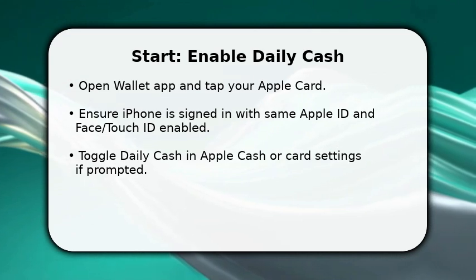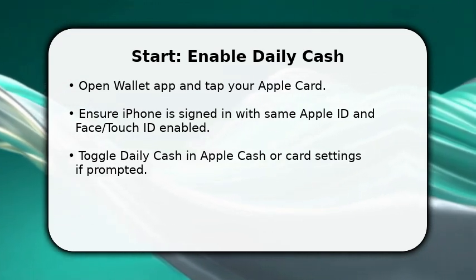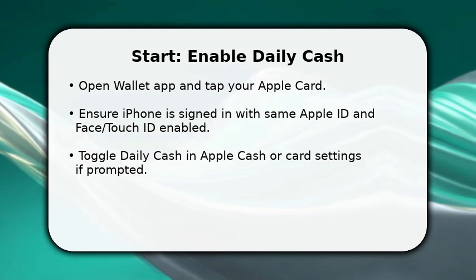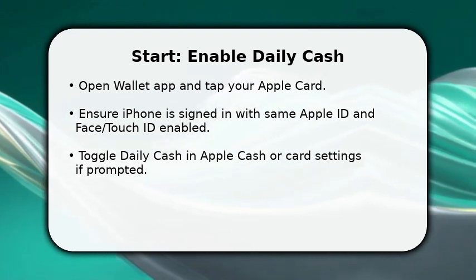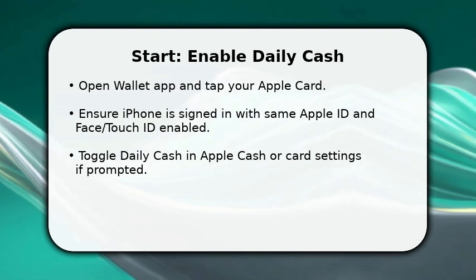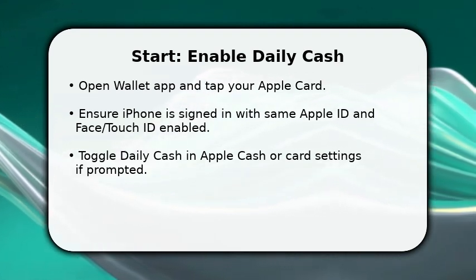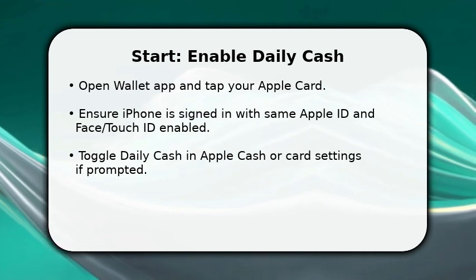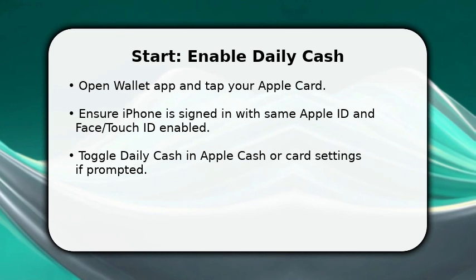Once done, make sure Apple Cash is set up because daily cash lands there by default. If you prefer bank transfers, link your bank now so you can move funds later. These first steps unlock earning. Do them now so every eligible purchase starts accruing cash back automatically.